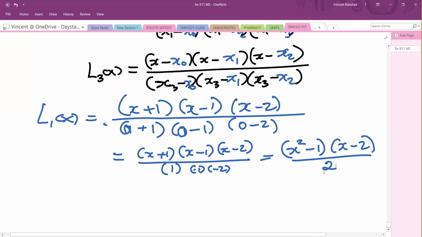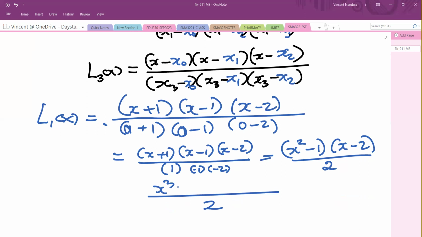So when I open the brackets in the numerator, I'll have x power 3 minus 2x squared minus x plus 2, correct.